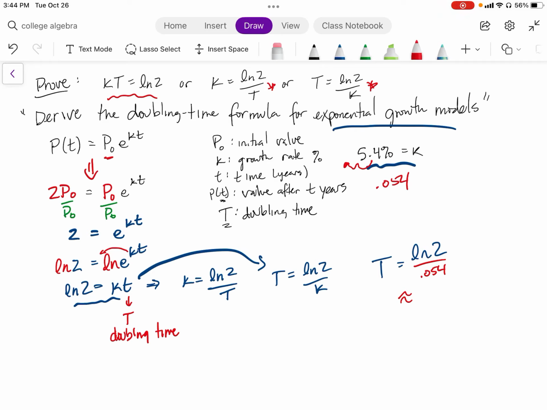about 12.8. Remember, we're in t time, which is years. So something growing at a 5.4% rate would double in close to 13 years.